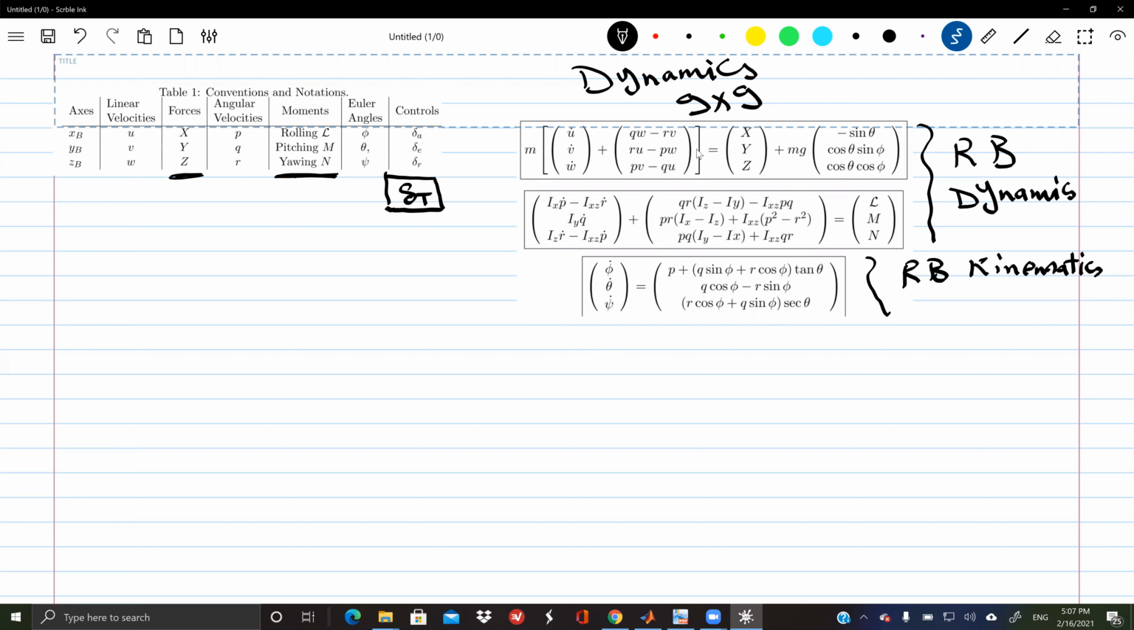Look at the first 3 equations. These are equations for translation, right? Mass times acceleration equal forces, but they include angles, theta and phi. They include angular velocities, P, Q and R here, in the omega cross V term, in the centripetal acceleration term.